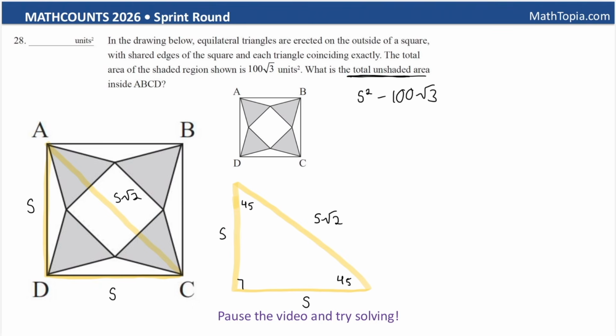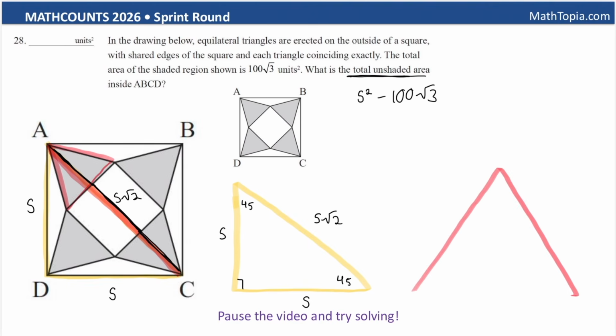So basically, in order to find S, we just need to find this length right here, which is made up of the altitude of one of our smaller triangles, plus the side length of this square, plus the altitude of one of these smaller triangles again. So to start, let's just take a look at one of the smaller triangles. I'm going to draw it out to the side again to make it easier to see.